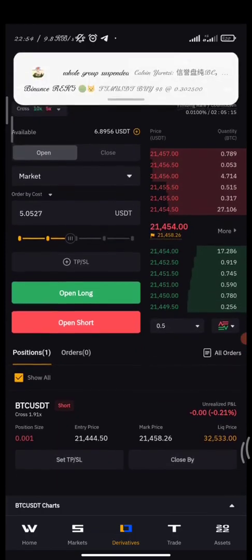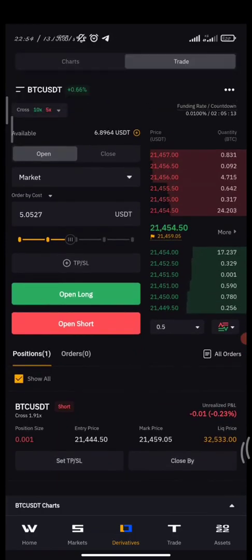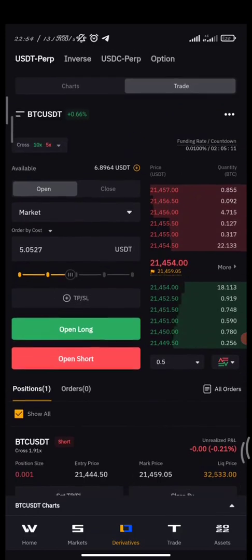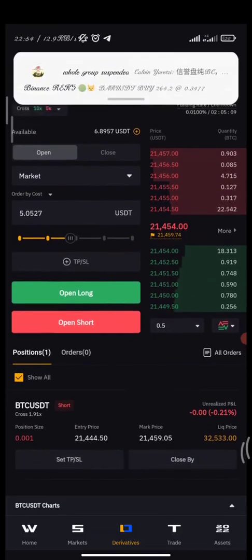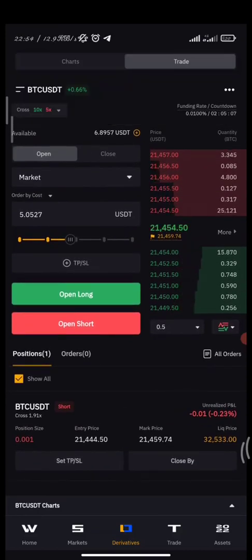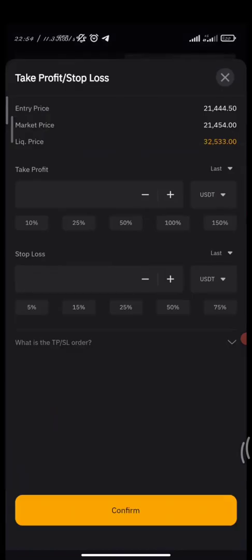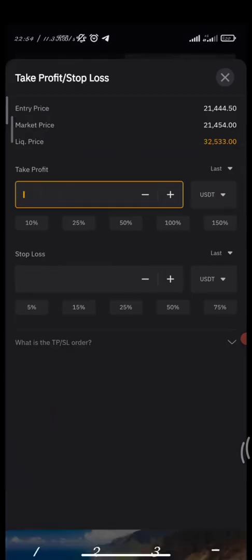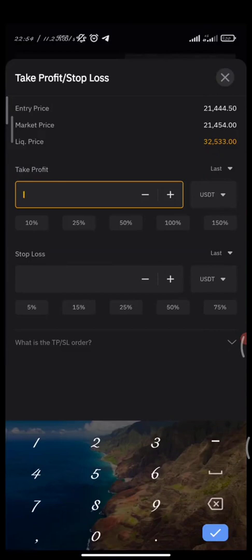Now after I open this position, I didn't use stop loss. You can then set your stop loss and take profit here. So I can say my stop loss should be, you can see my entry price, I entered at 21,444 and the market price is now currently selling at 21,454.